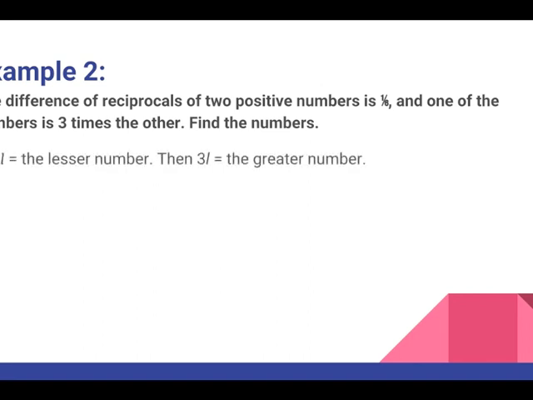So we know that they're both positives, so let's let L equal the lesser one. Then the greater one is 3 times L. And we are talking about the difference of the reciprocals. So I'm going to set this up as the reciprocal of each. So we have 1 over L and 1 over 3L. Then we know that the difference is 1/6.